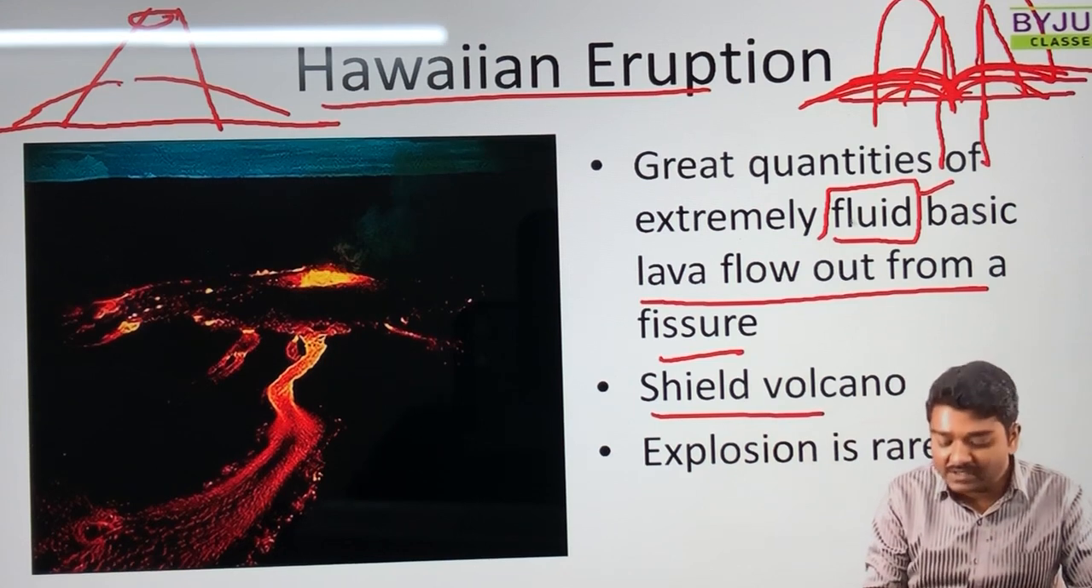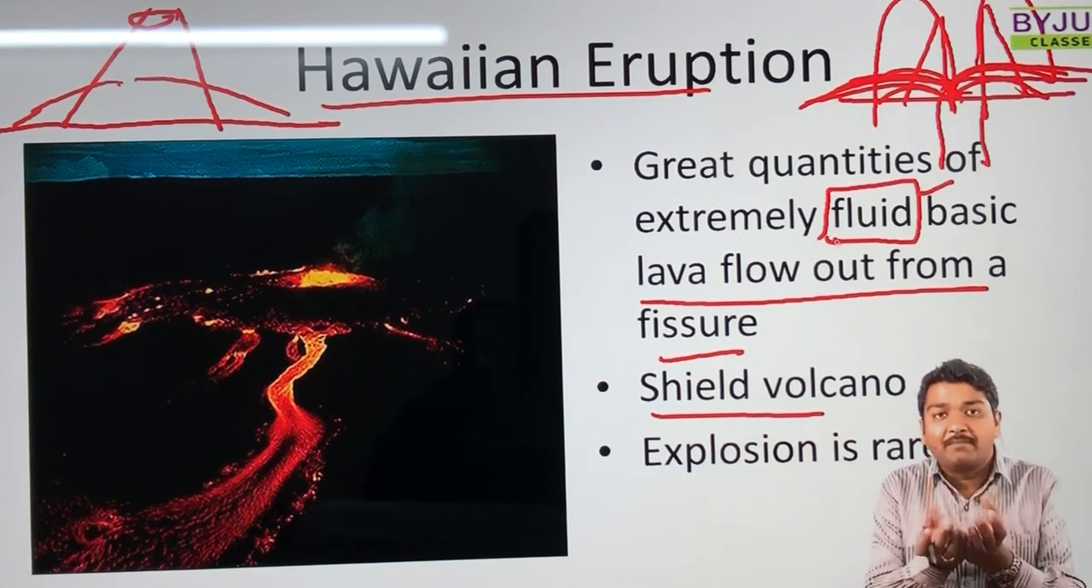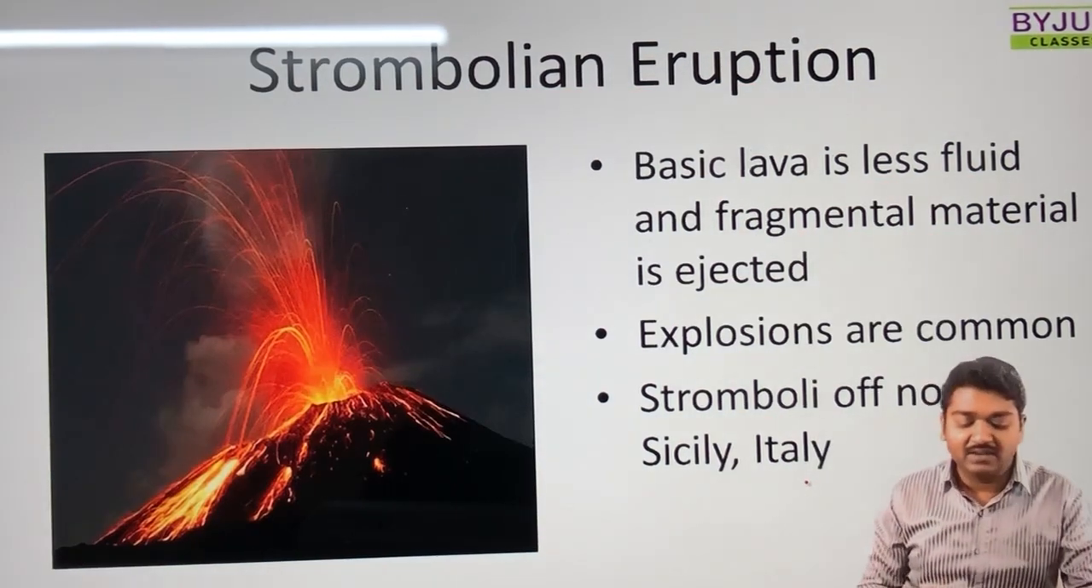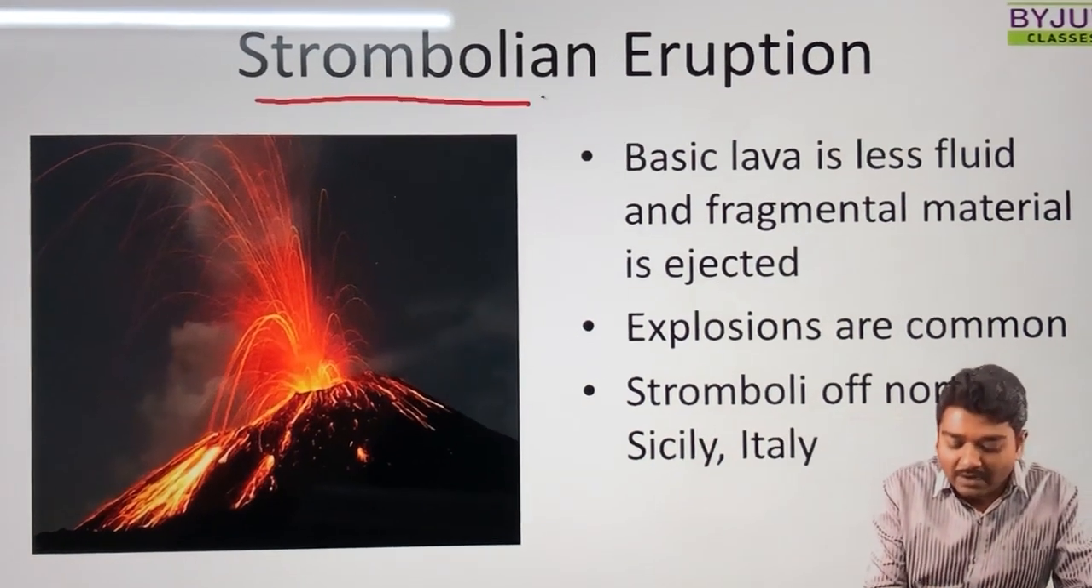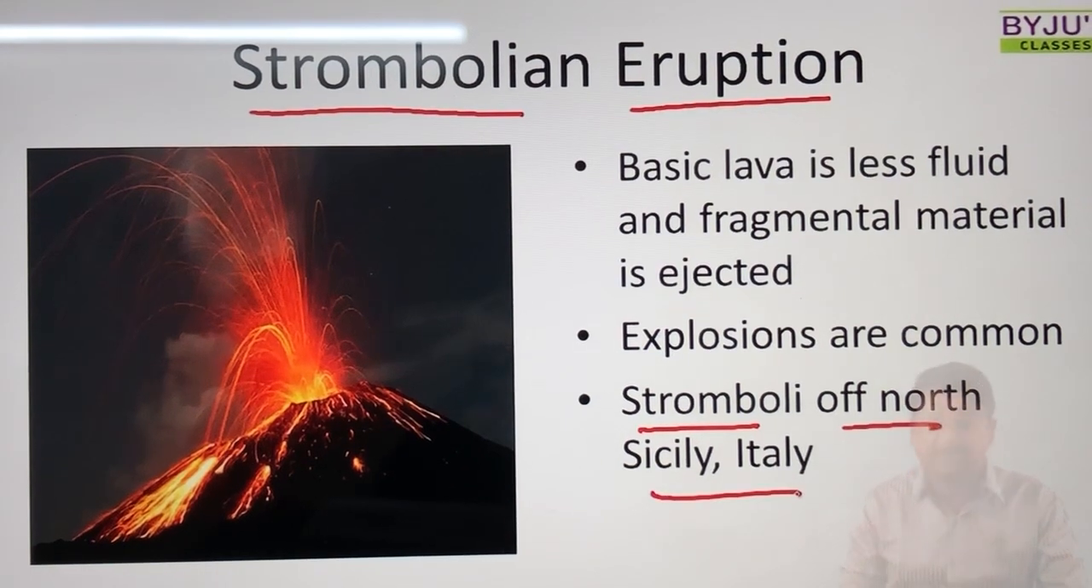Why? Because it is more fluid. So when it is fluid, when liquid magma is coming up and pouring out freely, then why do you see explosions? Explosions are very rare in Hawaiian type. Fine? This is the first thing. The second thing you take is Strombolian eruption. It is because of the Stromboli of North Sicily, Italy.